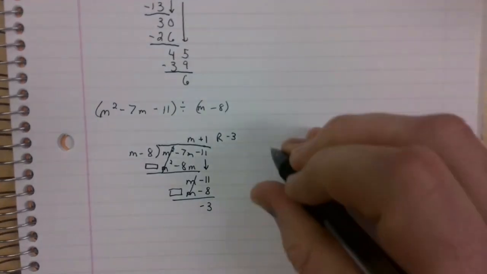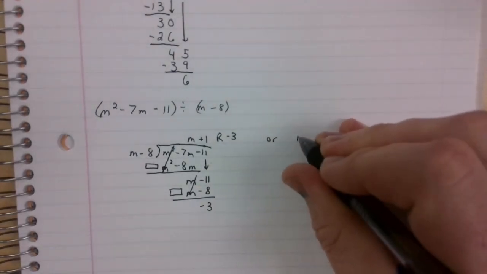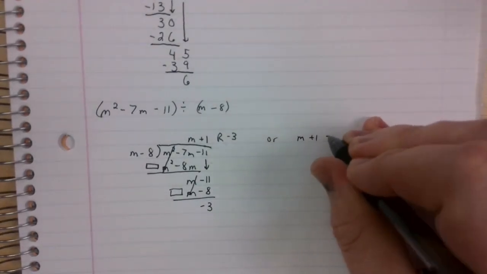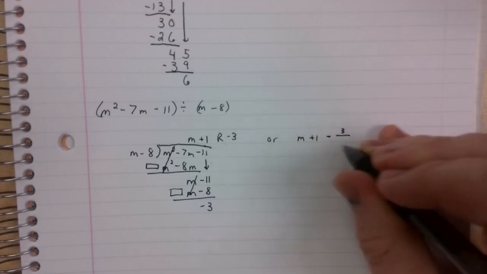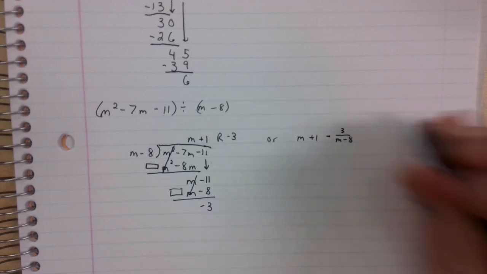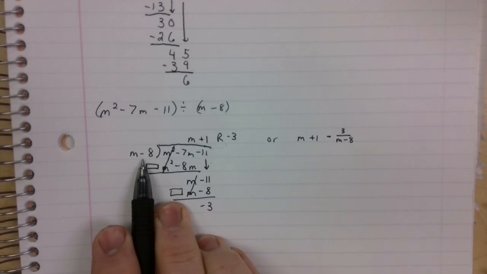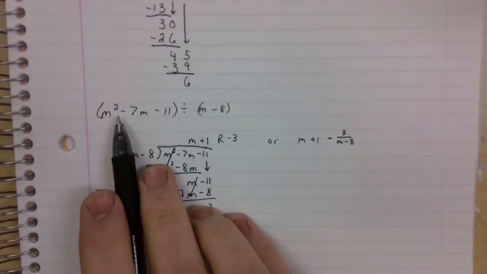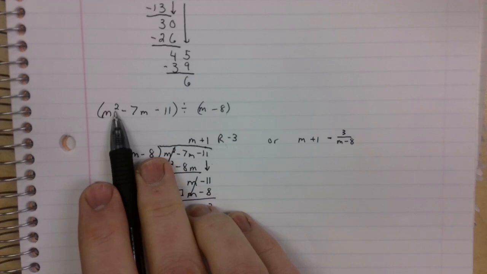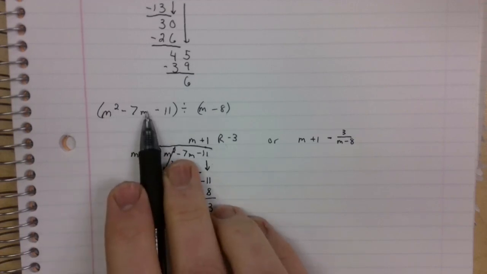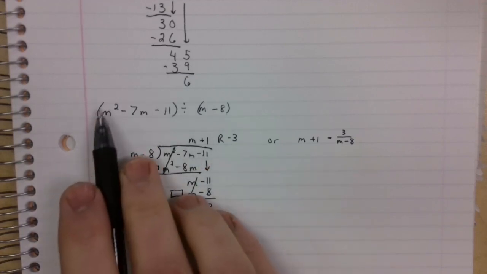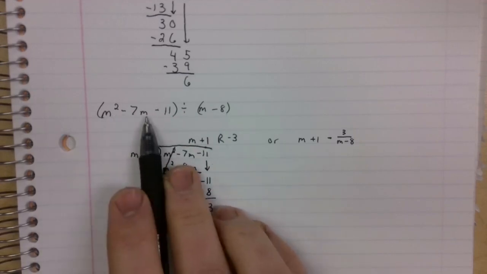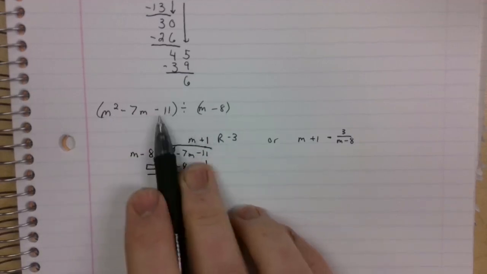And if I need to, I could write my answer as being m plus 1 minus 3 over m minus 8. My divisor, right? We just put the fraction with the denominator using the divisor. Alright? So again, not too bad. Nothing too exciting happened there. I do want to point out for you here, with the dividend, notice the degree of the terms. It's m squared, m to the first, m to the 0. Notice how it's going down. M squared, m to the first, m to the 0, or your constant term.